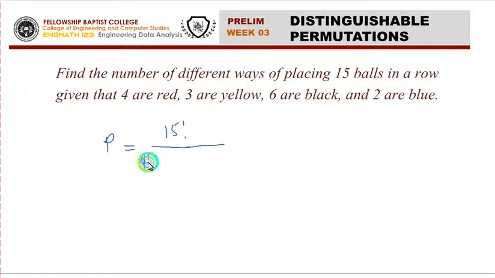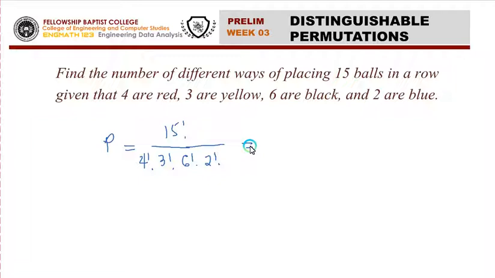factorial sa dalom. We have tatlo ka yellow, so we have 3 factorial. We have anom ka black, so we have 6 factorial. And we have dua ka blue. This is 2 factorial. Then divide. Whatever will be the answer will be the answer naton for this specific permutation problem. Silingon amo na aton nga distinguishable permutation.